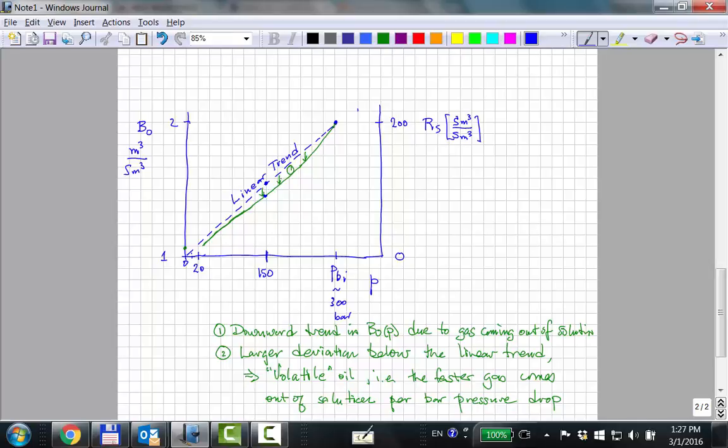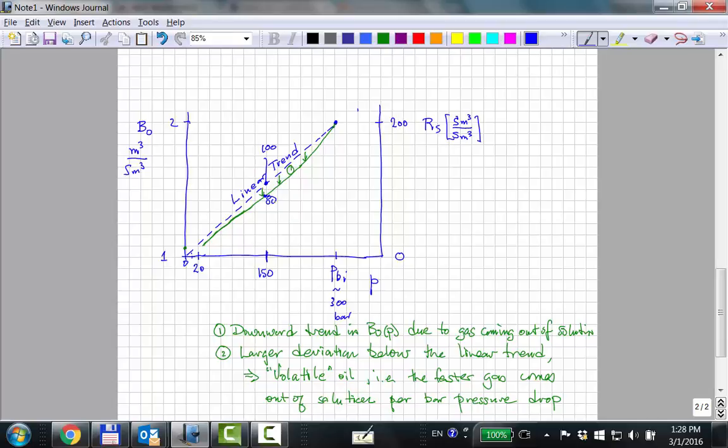So it ends up that the gas in solution, instead of being 100 cubic meters per cubic meter, if it was coming out linearly, okay, if you went from 200, you reduce the pressure by half, you get 100 cubic meters still in solution. But if it's volatile, you've gotten more out, so it's only 80 cubic meters per cubic meter. We take that oil, bring it to the surface, and we only get 80 cubic meters of surface gas. So this is 80 instead of 100.